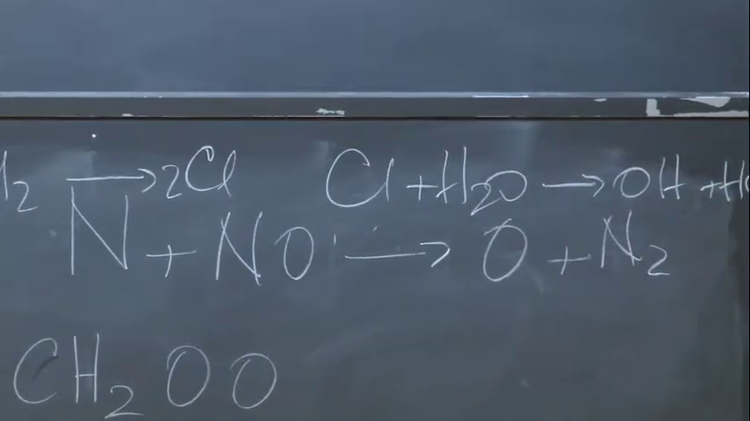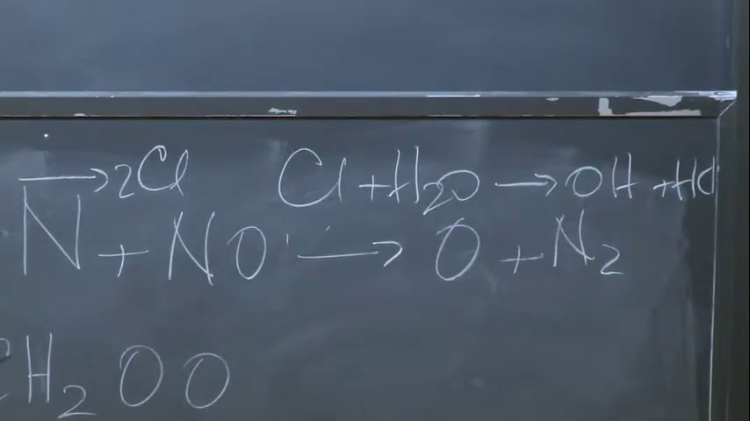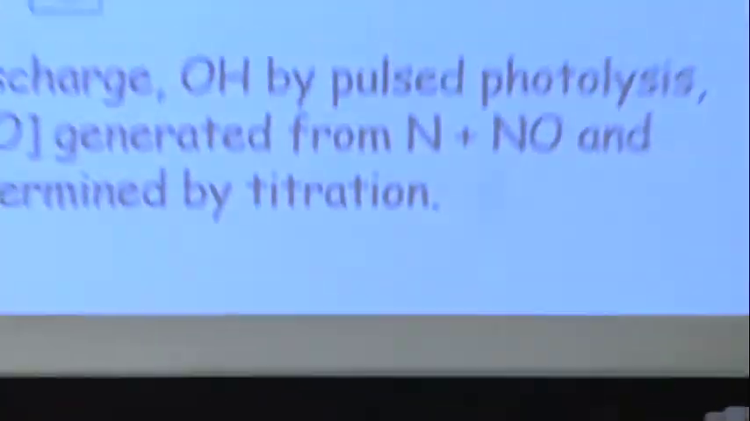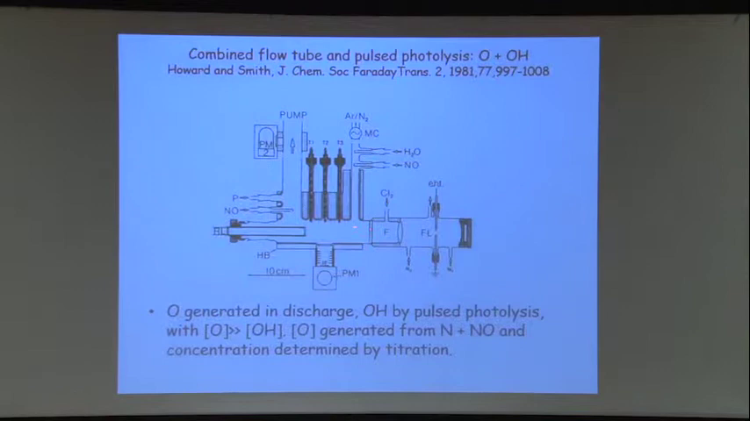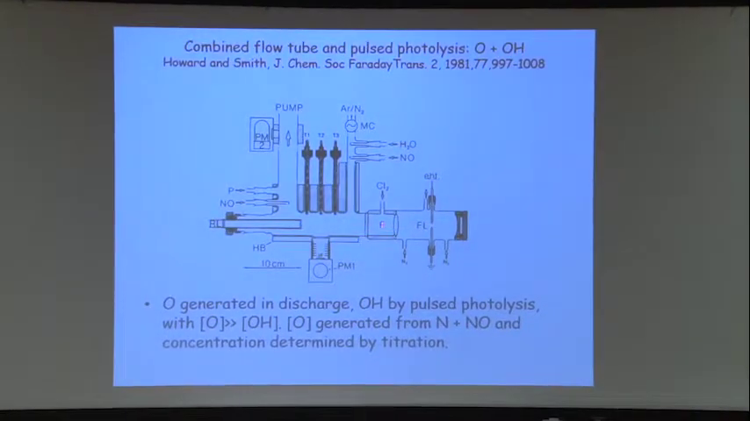So that's the way in which they generate their OH, by photolysis. And so in this region here, what they've got is oxygen atoms coming down here, and then they generate OH because they put chlorine in and they've photolyzed it. And they can determine the amount of oxygen they've got in from the amount of NO that they've added here. It's called a titration method. And they monitor the amount of OH using resonance fluorescence.